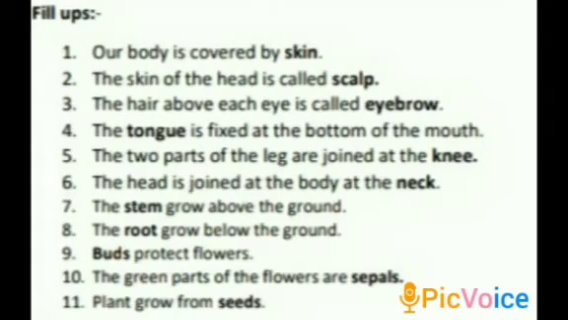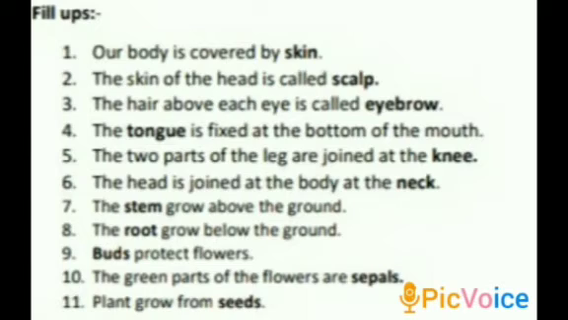Next one, fill ups. Our body is covered by dash. Our body is covered by skin. The skin of the head is called dash. The skin of the head is called scalp. The hair above each eye is called eyebrow. The dash is fixed at the bottom of the mouth. The tongue is fixed at the bottom of the mouth. The two parts of the leg are joined at the knee. Sixth one, the head is joined to the body at the neck.